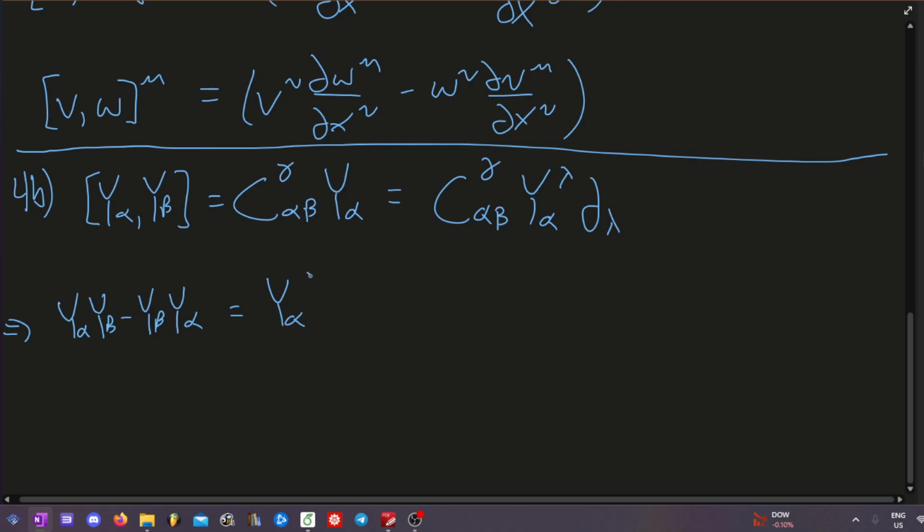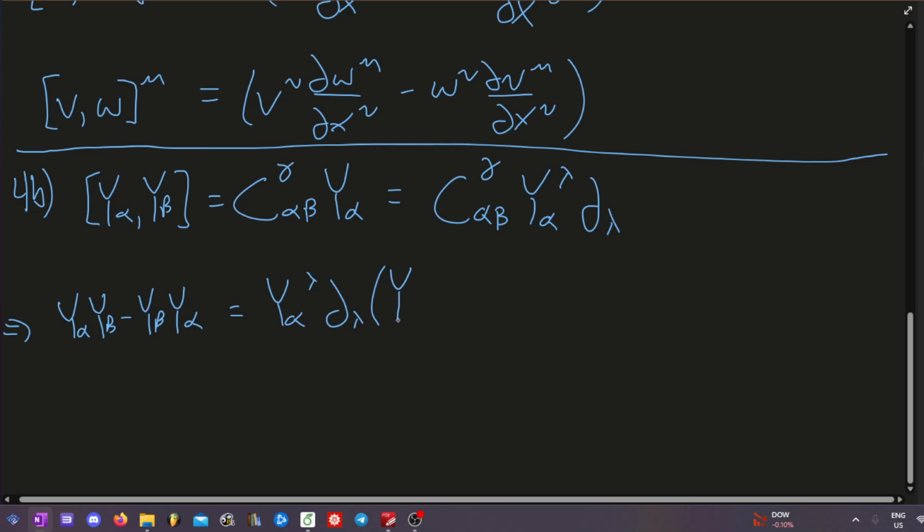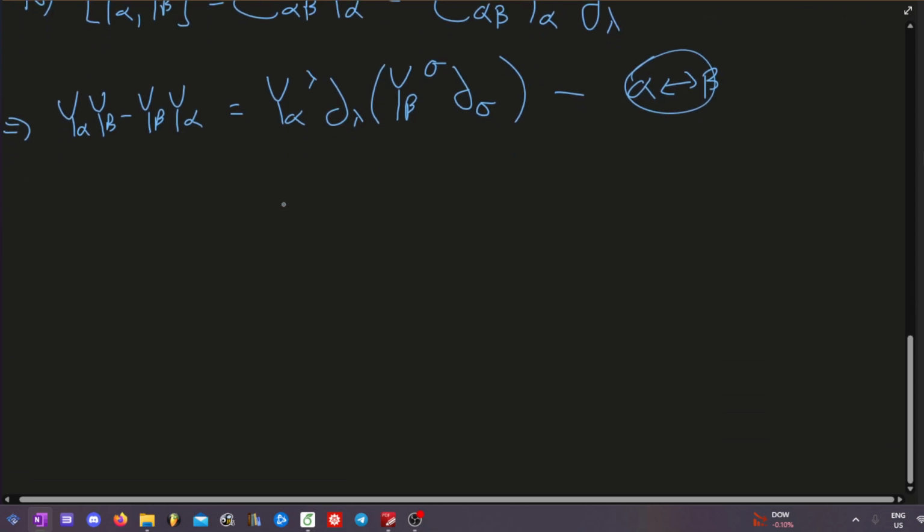Y alpha lambda del lambda, y beta sigma del sigma, minus the same term but with alpha and beta interchanged. I'm not going to write that term, it's over here though. Okay, so let's rewrite this a little bit now.